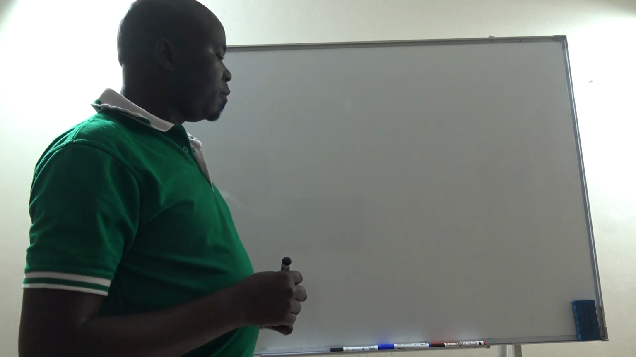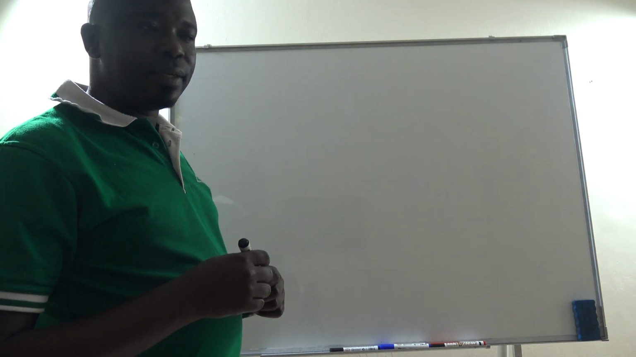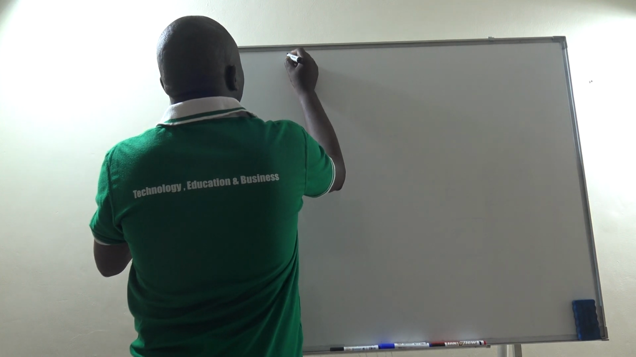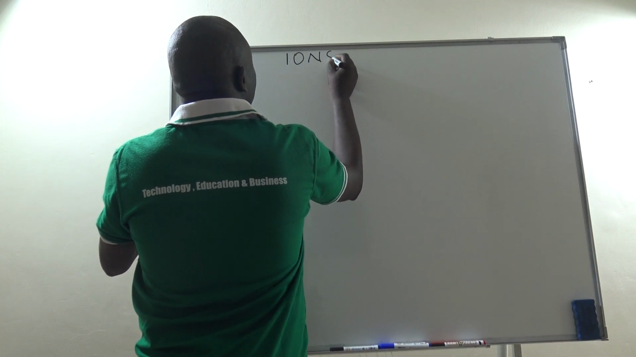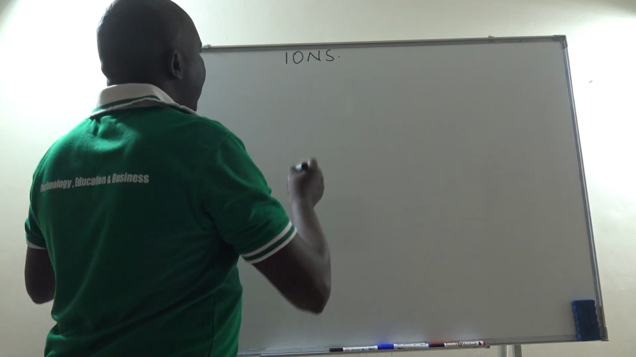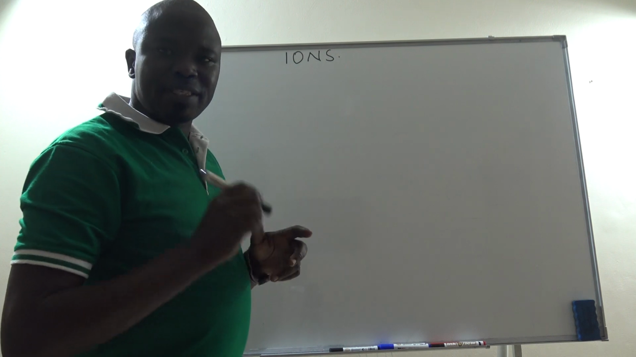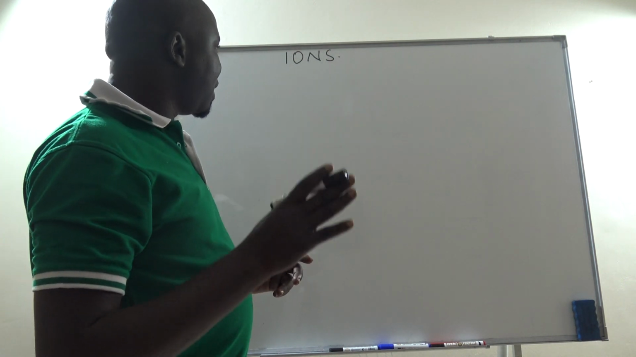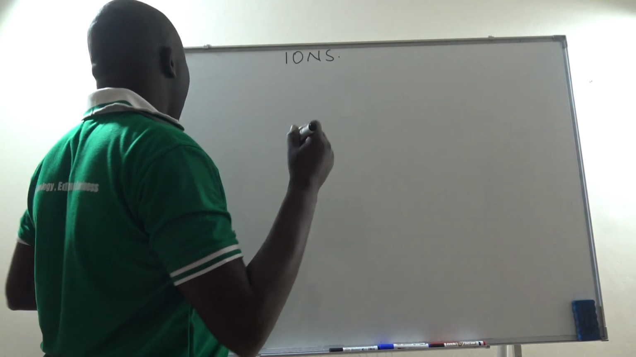Let us continue with the ordinary level chemistry, atomic structure and bonding. Today we are going to discuss what we call ions. So let us look at what we call ions. I want to give you some examples of ions, then from there we shall be able to get a comprehensive definition of an ion.